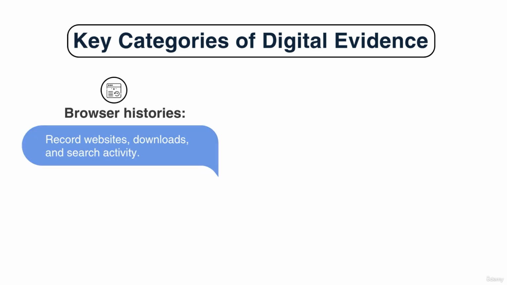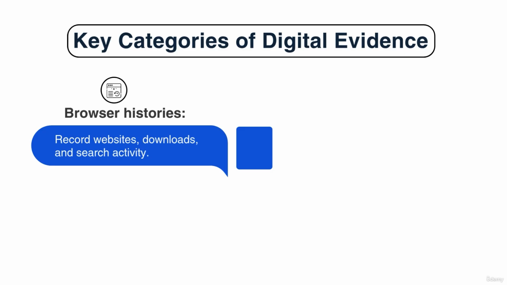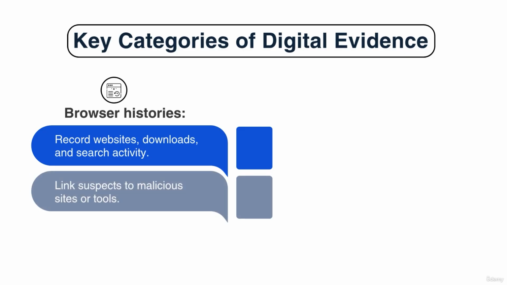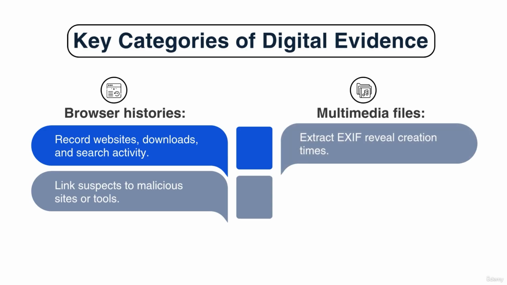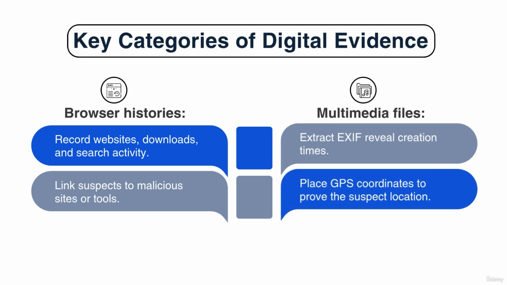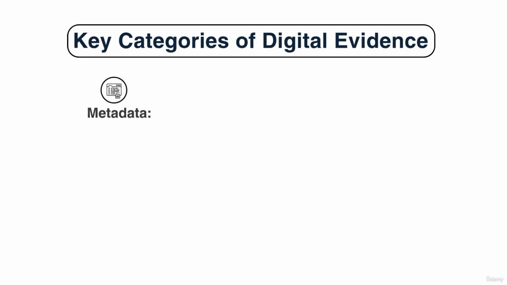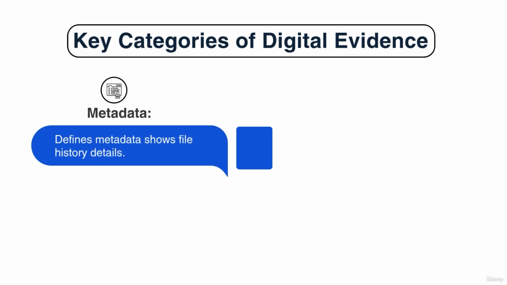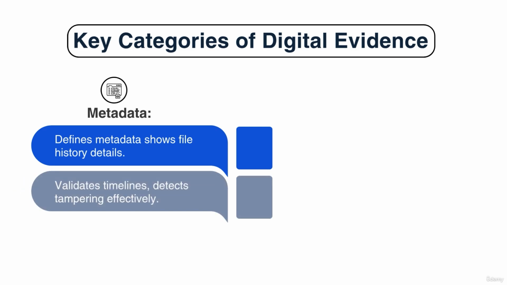3. Browser histories record visited sites, downloads, and searches. They can link a suspect to a malicious site, stolen credentials, or hacking tools. 4. Multimedia files containing hidden EXIF data like creation times and GPS coordinates can place a suspect at a location or prove a file's origin. 5. Metadata, data about data, showing when a file was created, modified, or accessed, essential for validating timelines and detecting tampering. Example, proving a document was recently edited.